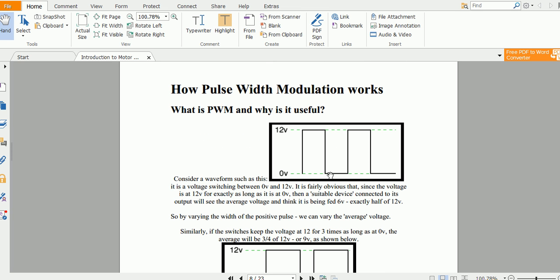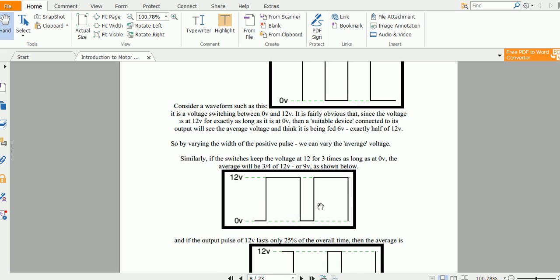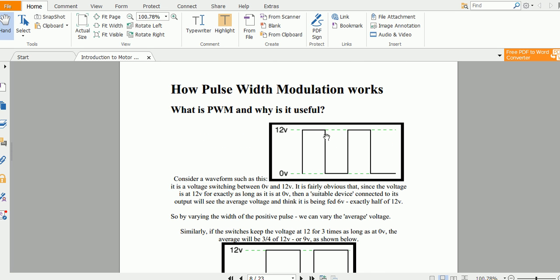If we increase the pulse, we are increasing the average DC voltage level, and we are increasing the speed. This is referred to as the duty cycle, which is equal to T on over T on plus T off. It is the time for which your square wave pulse remains on. On means full volt, 12 volt.